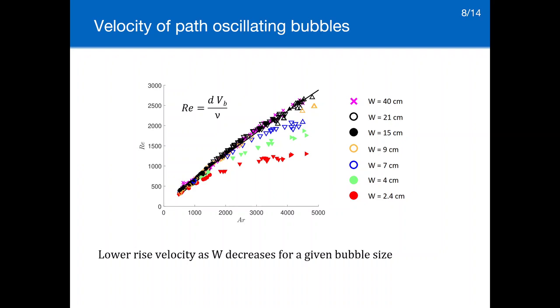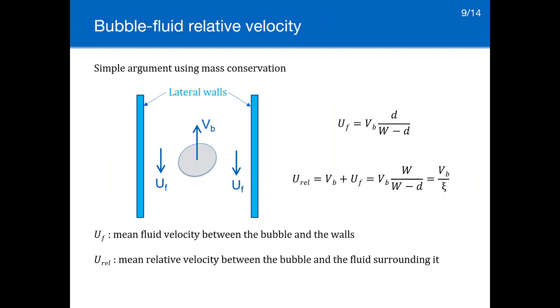And here is a non-dimensional representation of the plot that we have seen earlier. That is the Reynolds number as a function of the Archimedes number, with the Reynolds number defined based on the bubble rise velocity. We can see that the Reynolds number is lower for the stronger confinement, as we have seen before. So we wanted to understand why this happens, and we performed a simple argument using mass conservation.